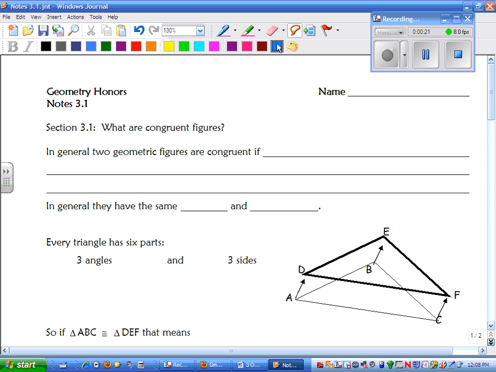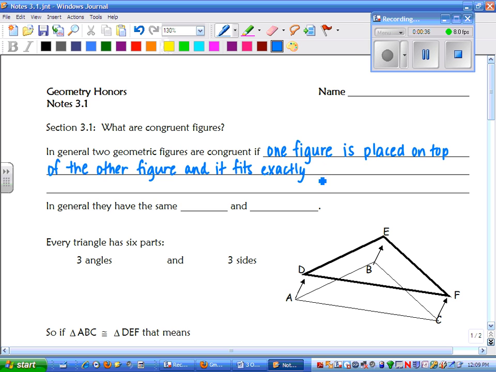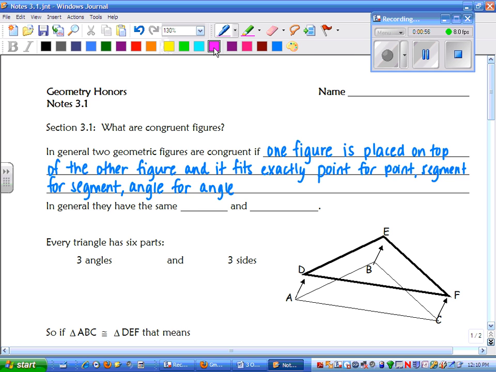So congruent figures, in general, are congruent if one of them is placed on top of the other and it fits exactly, point for point, side for side, angle for angle. Okay, so again, one figure is placed on top of the other figure and it fits exactly, point for point, segment for segment, angle for angle. So we say in general they have the same size and shape.